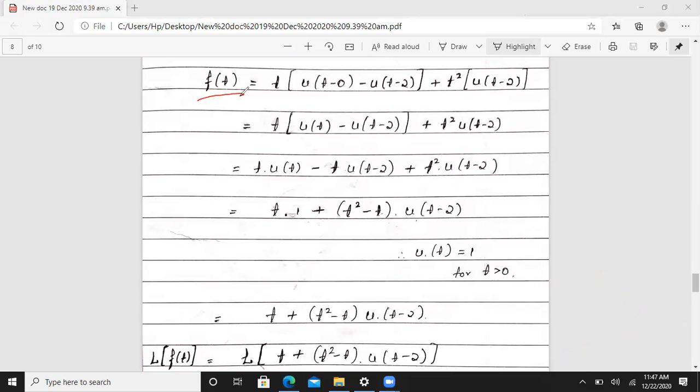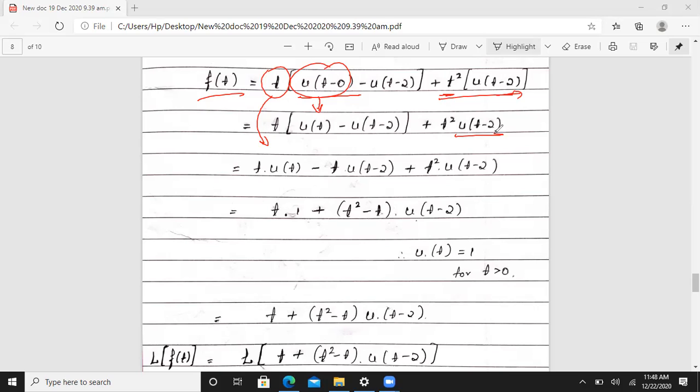f(t) is equal to the first function, t, times u(t) minus u(t minus a), where a is 2, plus the second function, t square, times u(t minus a), that is u(t minus 2). When we simplify this function, we get t into u(t) minus u(t minus 2), and here also you will get t square into u(t minus 2).